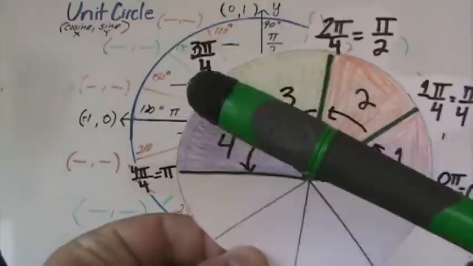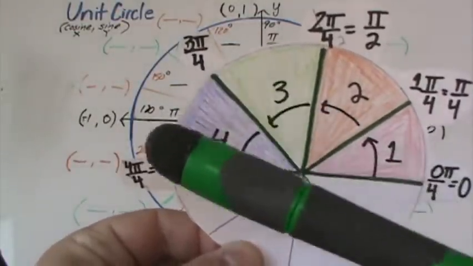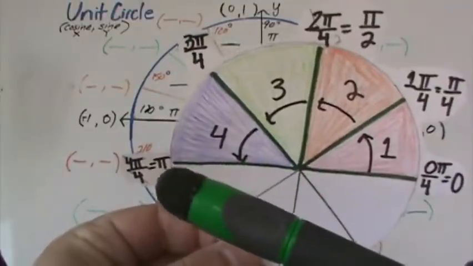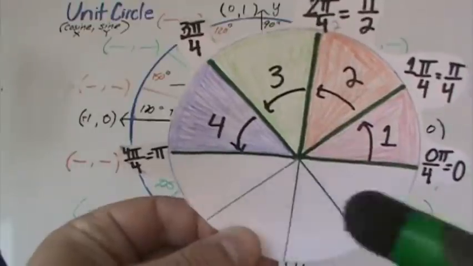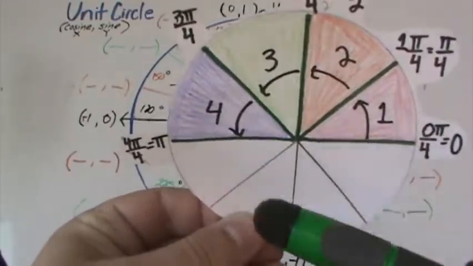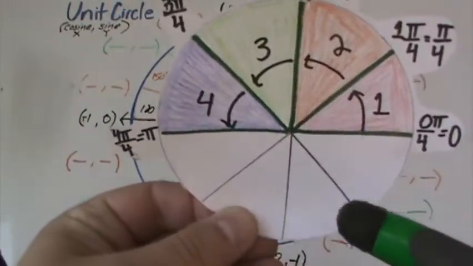3 pi over 4 does not reduce, so that remains the same. And then halfway around the circle, 4 pi over 4, 4 goes into 4 one time, so that's going to leave you with pi. So just the way you fill out the top half of the pizza, you can do the same at the bottom. So you have 5 pi over 4, 6 pi over 4, and 7 pi over 4.